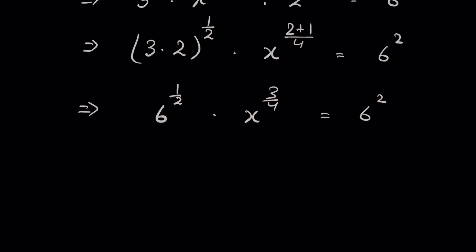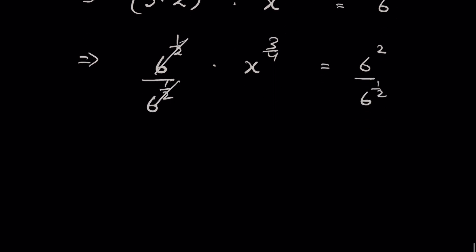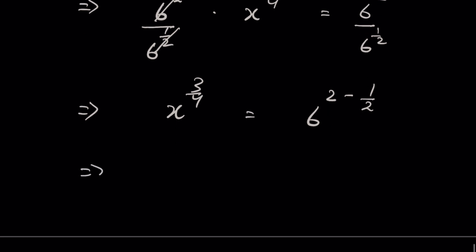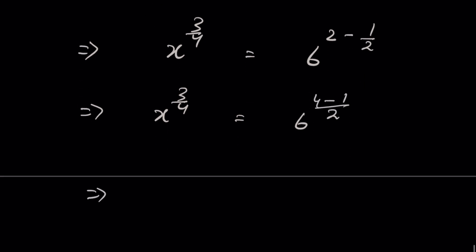We divide both the sides by 6 raised to the power 1/2. So this and this get cancelled, or x raised to the power 3/4 is equal to 6 raised to the power 2 minus 1/2, or x raised to the power 3/4 is equal to 6 raised to the power 4 minus 1 upon 2, or x raised to the power 3/4 is equal to 6 raised to the power 3/2.